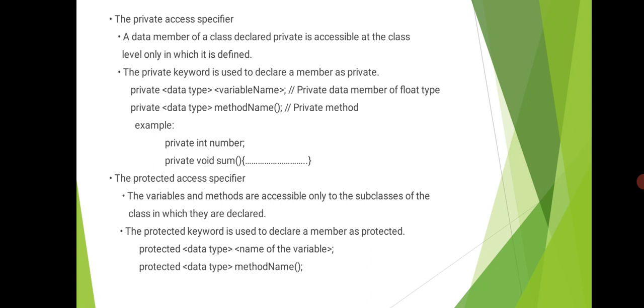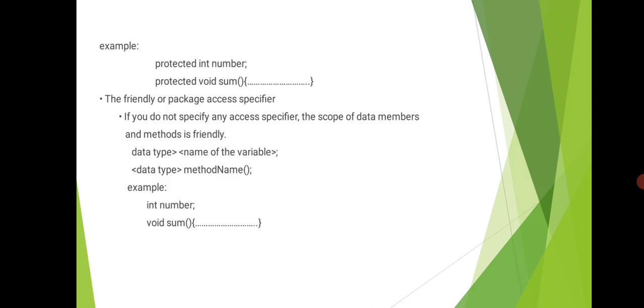The protected keyword is used to declare a member as protected: protected data type variable name, protected data type method name. Example, protected int number, protected void sum function. So number is in protected mode, which means it can be accessed within the same class and within the same package, and in the same package subclasses also it can be accessible. In other packages, it can be accessible only for the subclasses, not for other classes. So non-subclasses cannot access it, only subclasses in the other packages can.